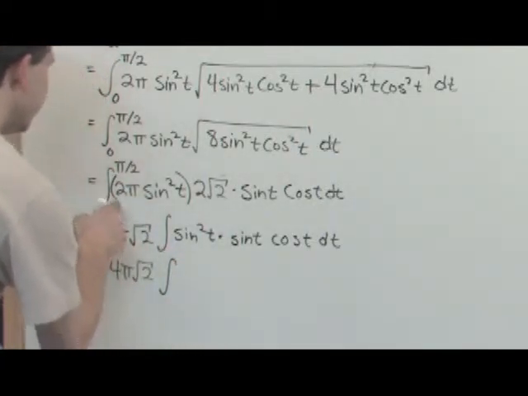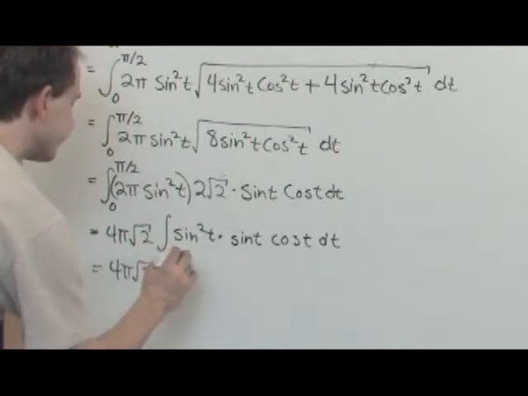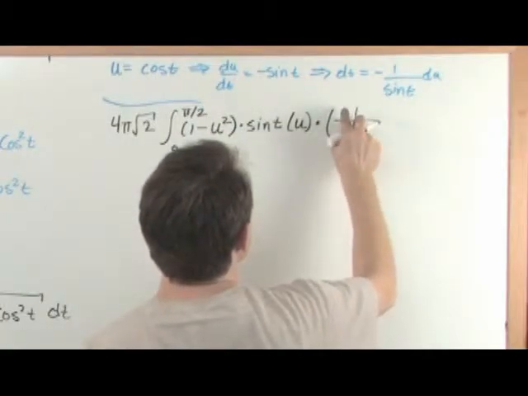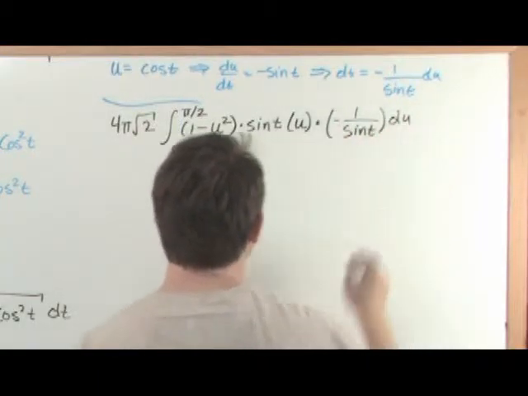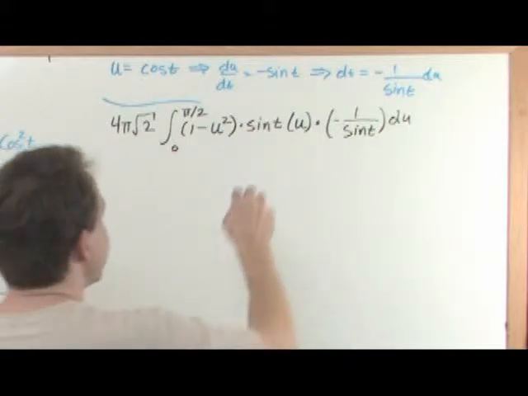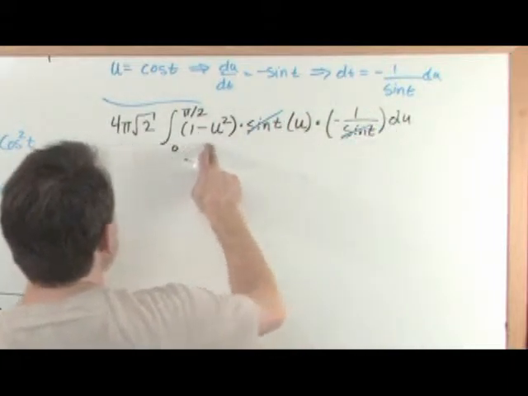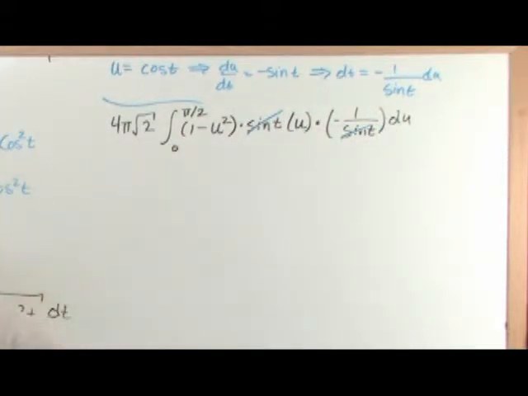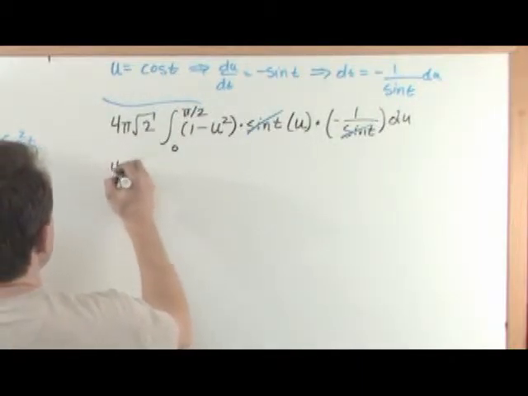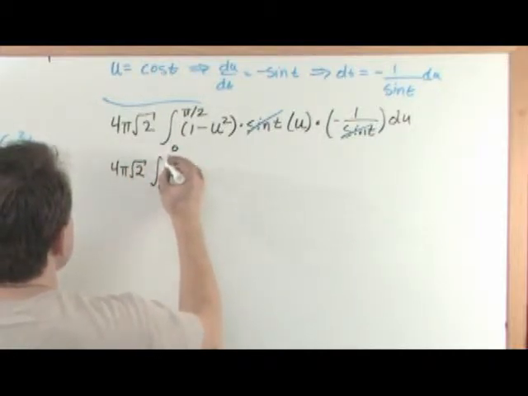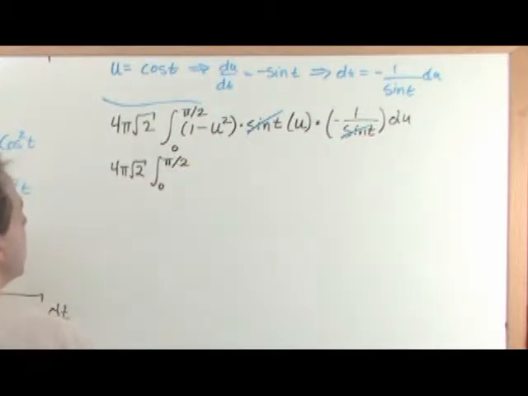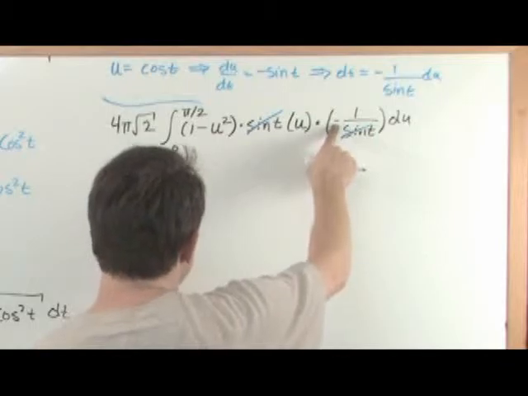This integral is going to be 0 to pi over 2. I'm going to use u equals cosine t, and du is negative sine t dt. That's what I did there, and that's exactly why I did it, because this sine cancels with this sine. Now I have an integral only in terms of u. So let's simplify this stuff. 4 pi square root of 2, integral from 0 to pi over 2. Now let's distribute this stuff in. Don't forget you have a negative here.